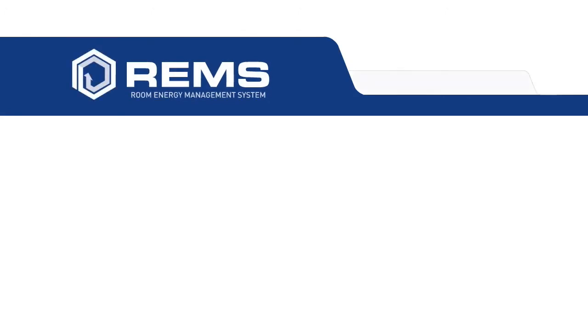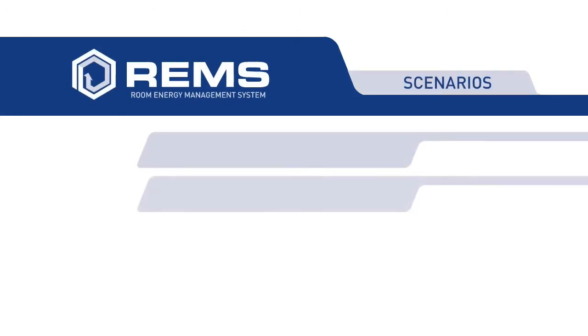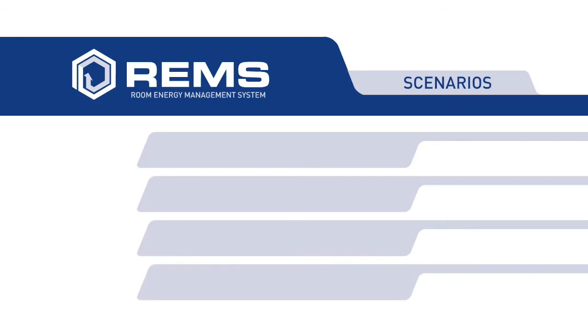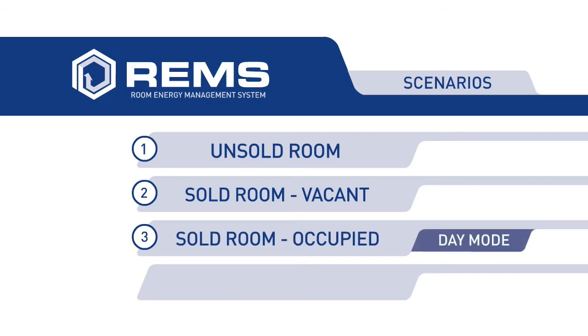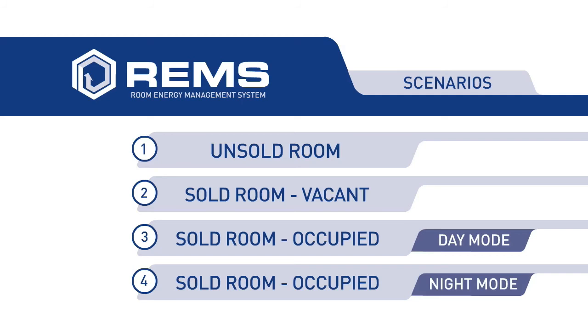REMS identifies 4 scenarios in the hotel guest room which call for different control modes. Unsold room, sold room which is vacant, sold room which is occupied, day mode, sold room which is occupied, night mode.